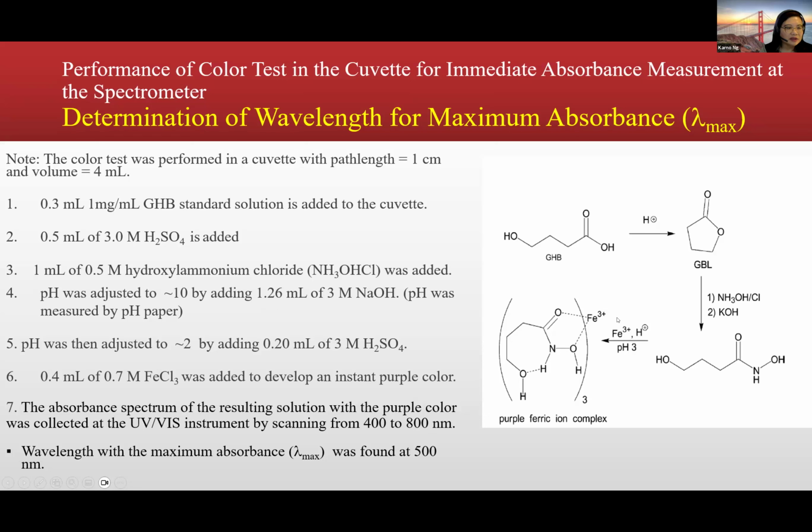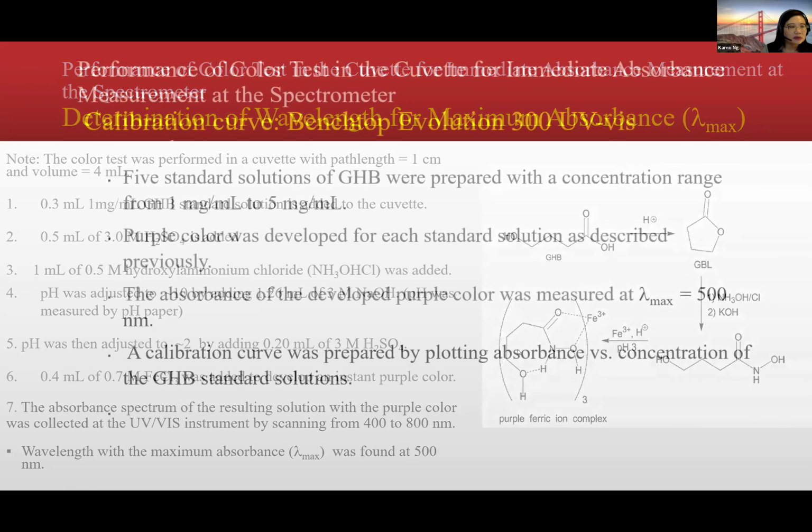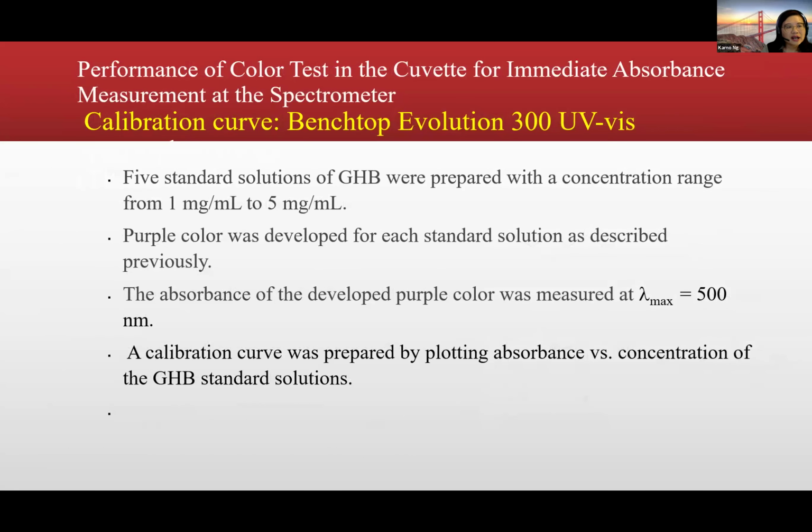Finally, the final step is we acidify it by adding 0.2 ml of 3 molar sulfuric acid. Then we add the iron chloride to develop this color. Once the color is developed, we use the spectrometer to scan it to measure the maximum wavelength. Okay, and we found that it is at 500 nanometers.